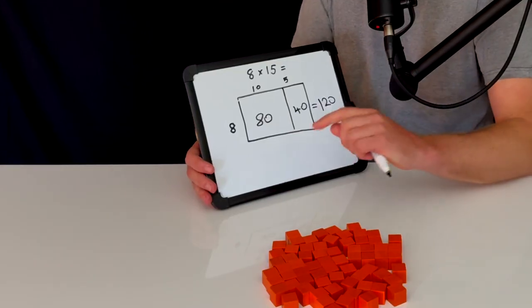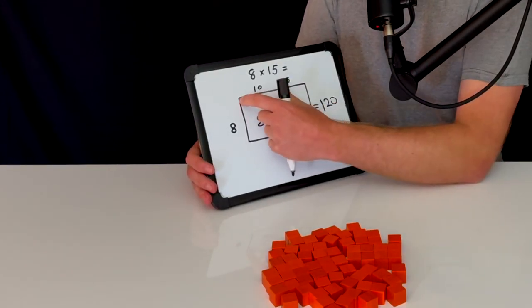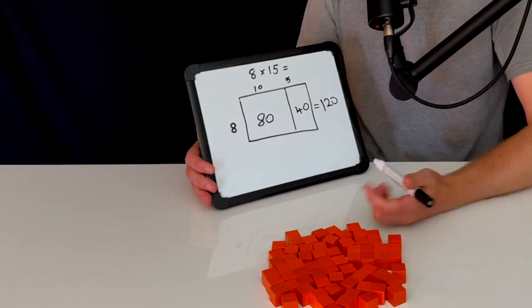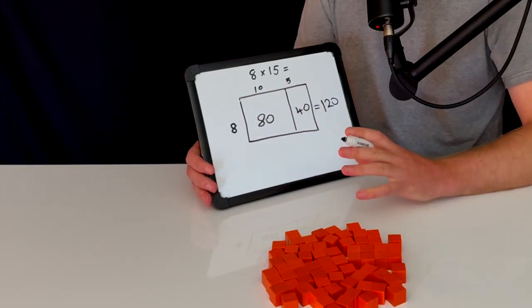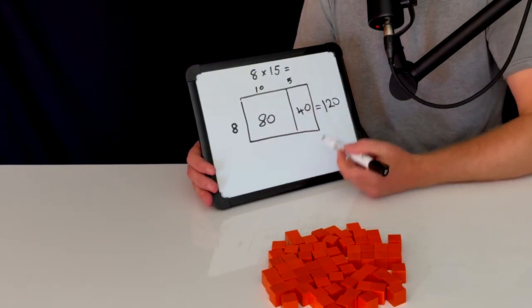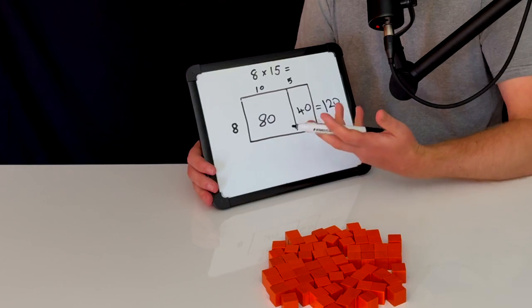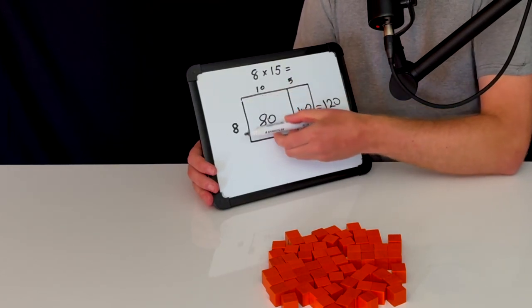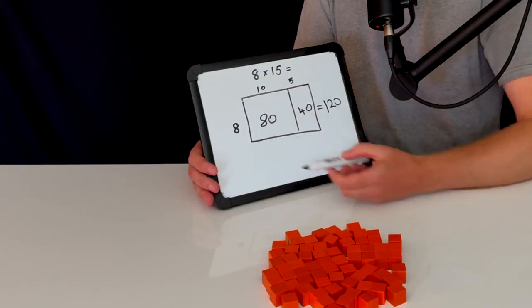One thing to note here, you might have noticed that I've tried to keep these boxes proportionate. For example, the 10 is twice as large as the 5 here. I feel like that's important to try and do, because the whole point of doing the box method is to conceptually emphasize what's happening. So I'm picturing my 8 rows of 15 within this area model.